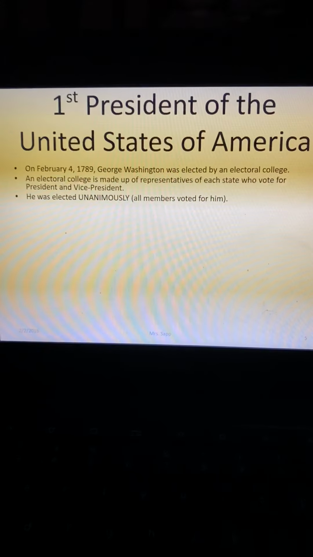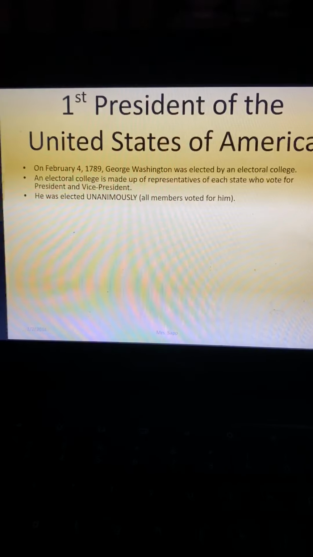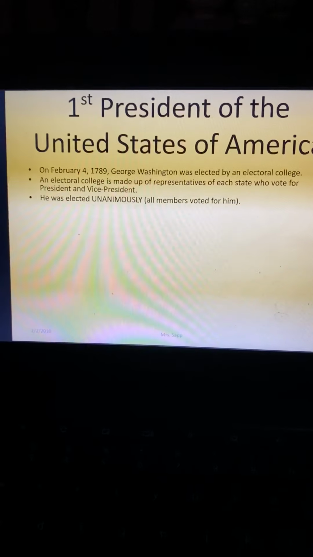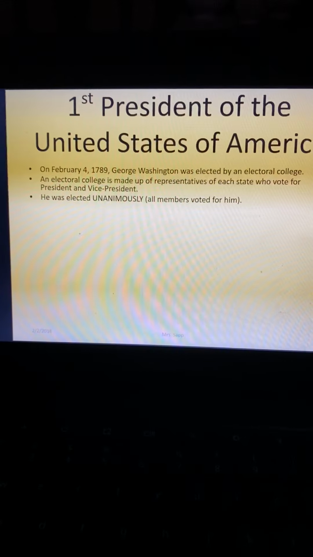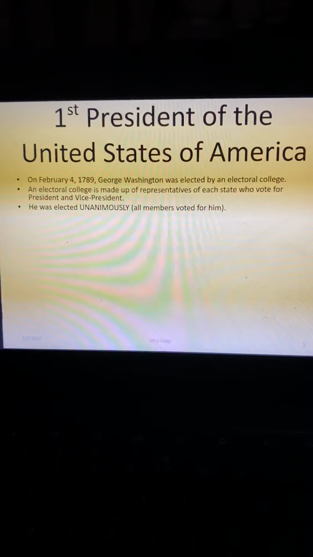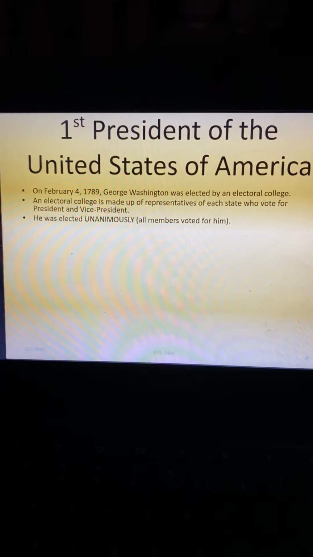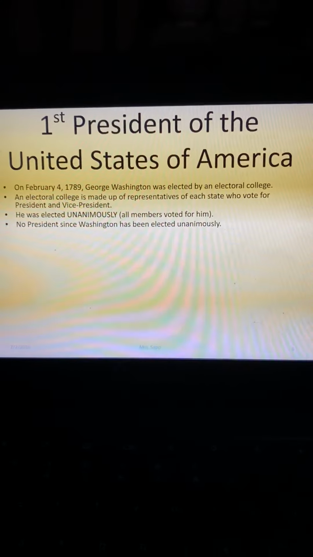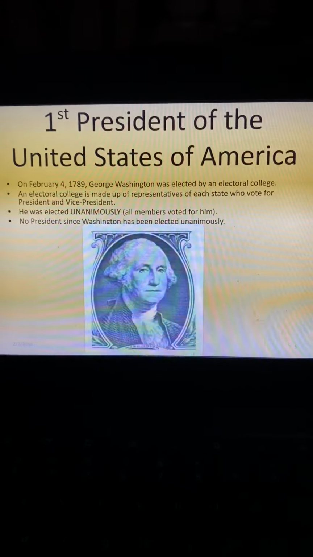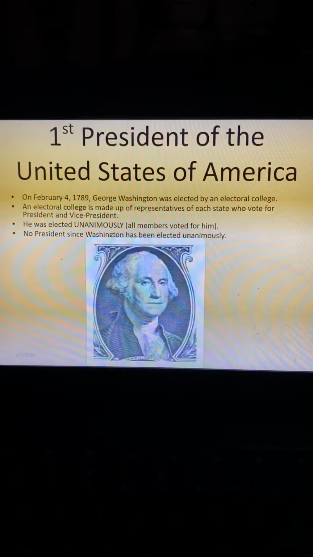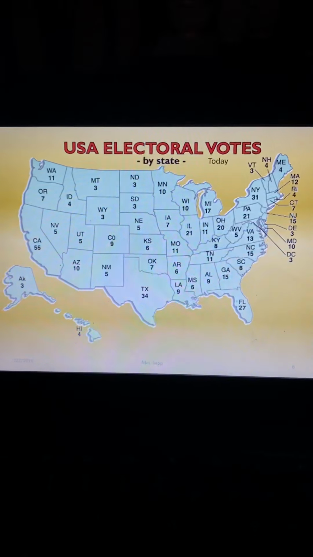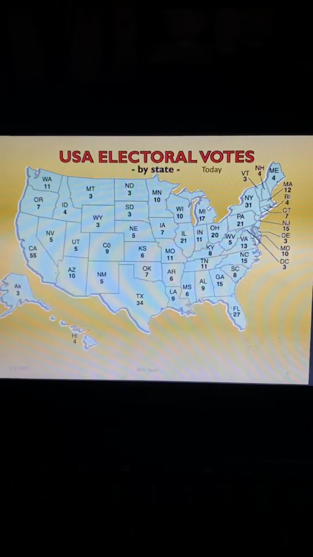He was elected unanimously. That means everyone voted for him. He's the only president to ever be voted into office unanimously. But it was also because he didn't have anyone running against him. So I guess that's how you end up with a unanimous vote. John Adams was voted as vice president. And there's a map of electoral votes in today's time.